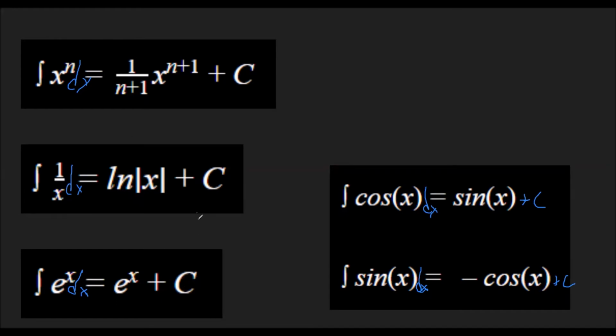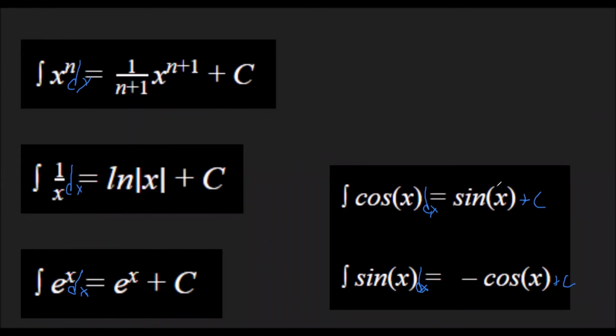Let's look down here at e to the power of x. As you know, if you were to derive e to the power of x, you would end up with e to the power of x. And so when integrating e to the power of x, you also end up with e to the power of x, except you have to add the constant c.